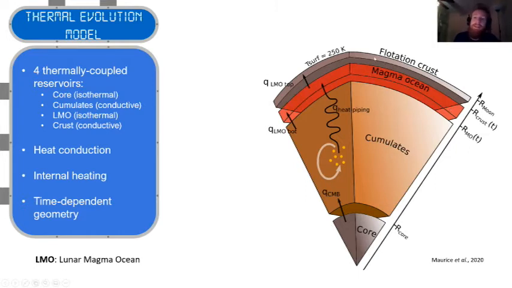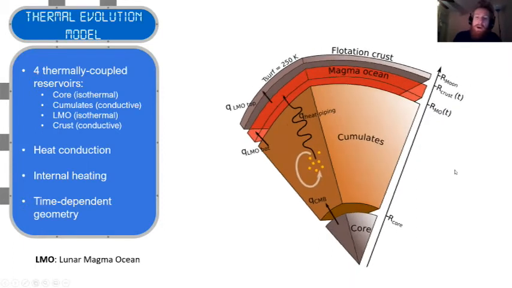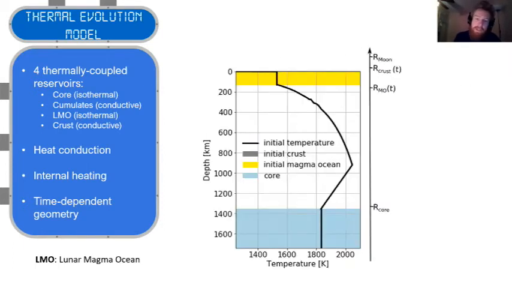And still on top of the magma ocean, we have the growing flotation crust, on which we also solve the equation for heat conduction. As I said, we consider internal heating, not only in the magma ocean actually, but also in the cumulates and flotation crust. And we solve all that in a time-dependent geometry, which corresponds to the fact that upon cooling, the magma ocean crystallizes and it shrinks, and the flotation crust grows as well as the cumulates. So our initial condition is what you have seen in the previous slide.